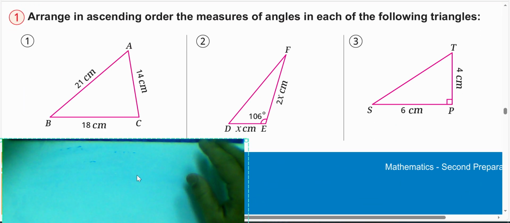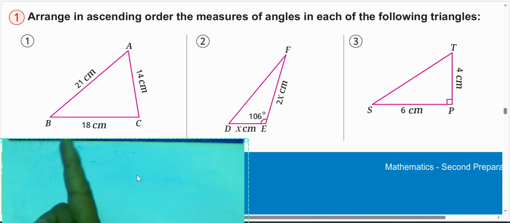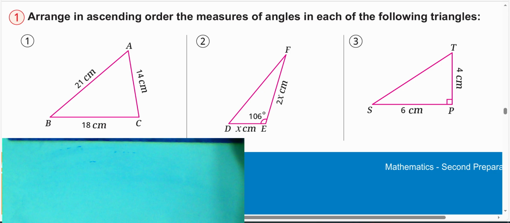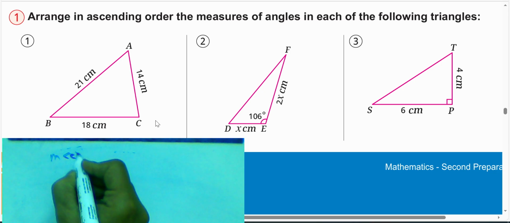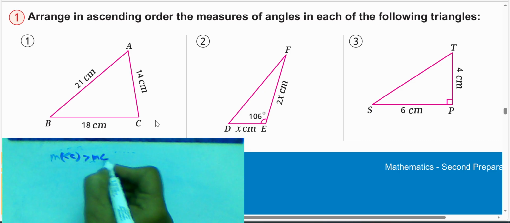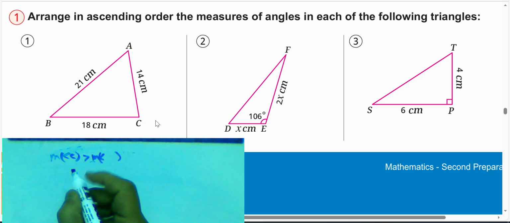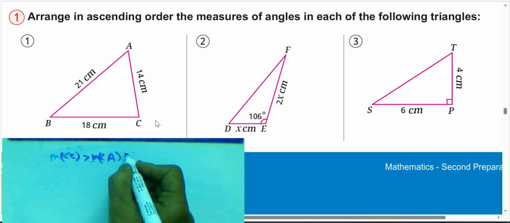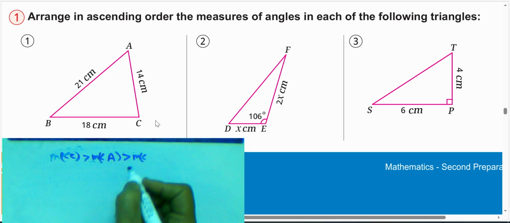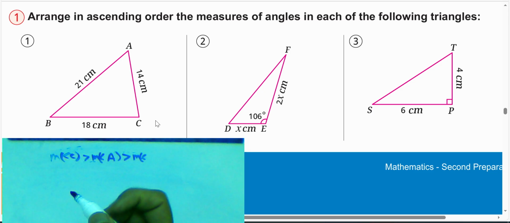Look, we have here 18, 14, 21. What is the greatest? The greatest will be 21. Then the opposite angle C, the measure of it, is greater than the measure of angle A, and then 18 opposite to A, angle A is greater than, we have 14 centimeter opposite angle B. Okay, this is question number 1.